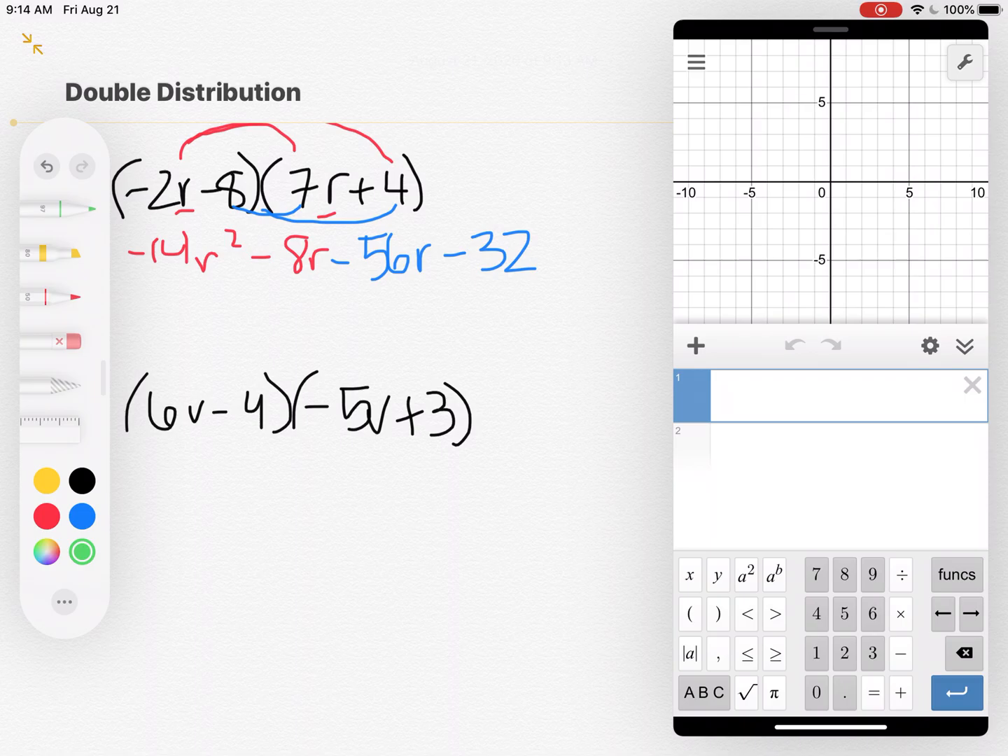Once again, we need to combine our like terms. There's only one r squared term, so negative 14r squared stays the same. Combining our middle terms, negative 8 minus 56 is negative 64r, and then minus 32 for our final answer.